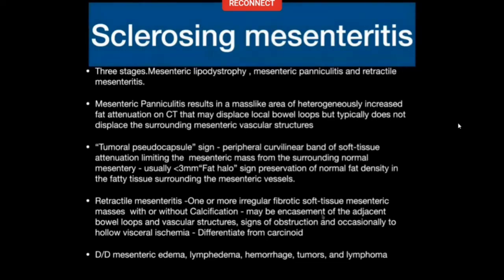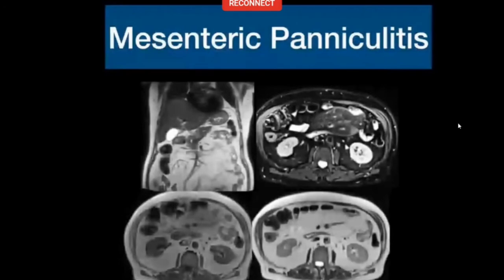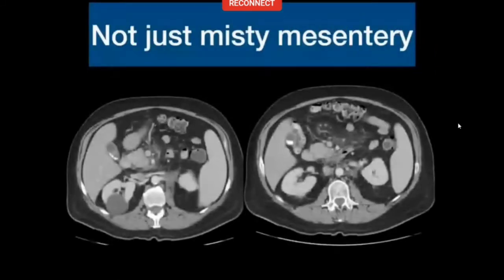Retractile mesenteritis presents with soft tissue masses which may be calcified. Mesenteric panniculitis can also, however, be seen on MR, and you can see it best on the fat-sat or the T1 weighted images, because on T2, the edema merges with the bright fat. And this is a small pseudocapsule you may see in these patients. Do not mistake this for a pathology like this.